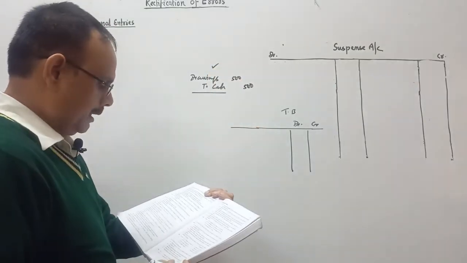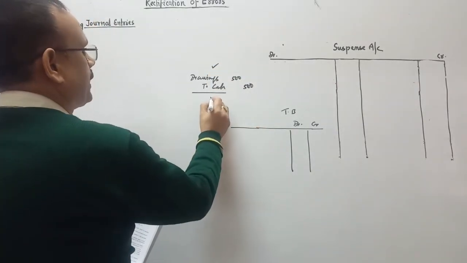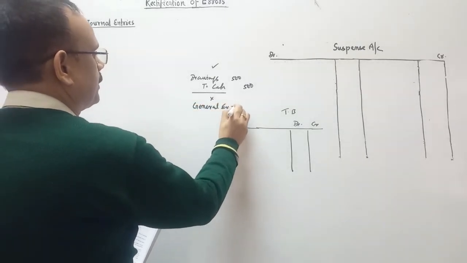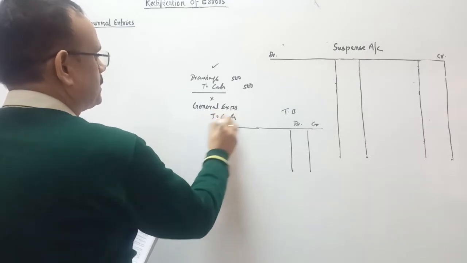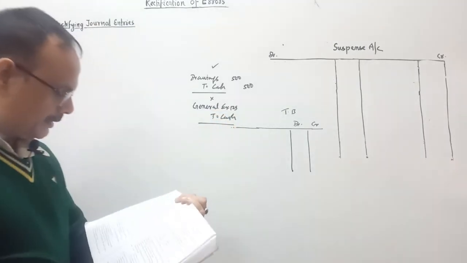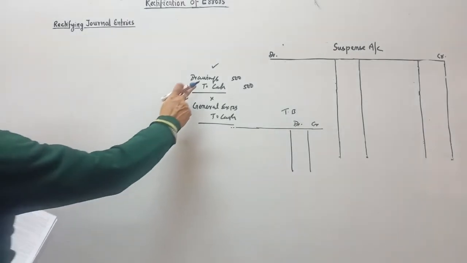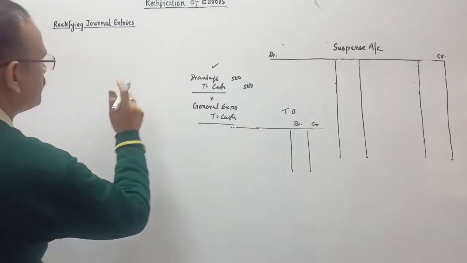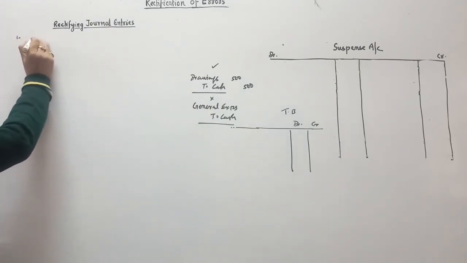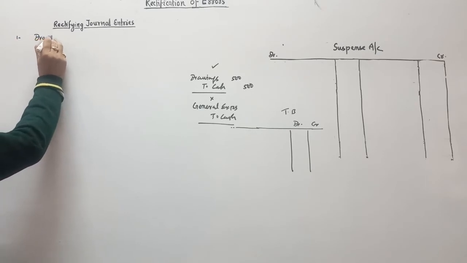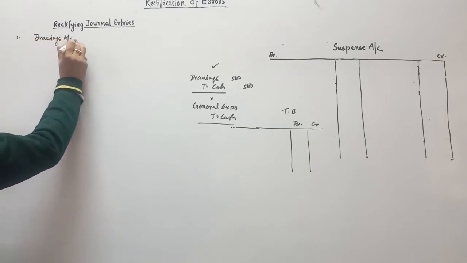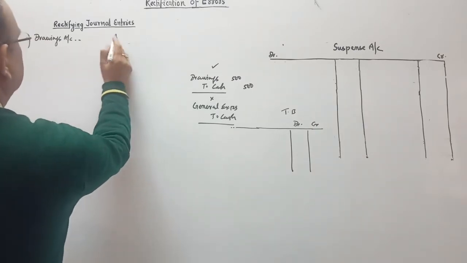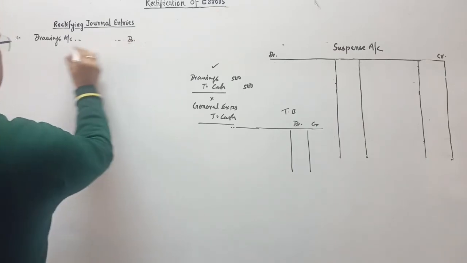But here it is debited to general expense account. Your accountant has debited the general expenses account, debit to cash account. This is the wrong entry. But here the cash is correct. Whether the entry is right or wrong, cash is correct, cash is on credit. So what we'll do, number one, we'll debit the drawings account. Drawings account should be at the right place.